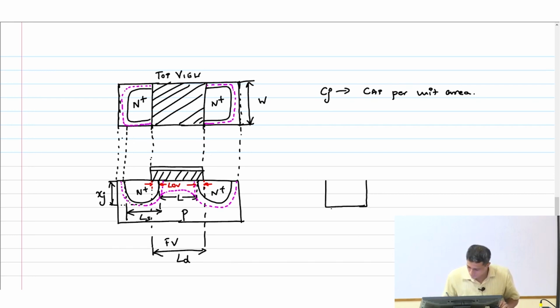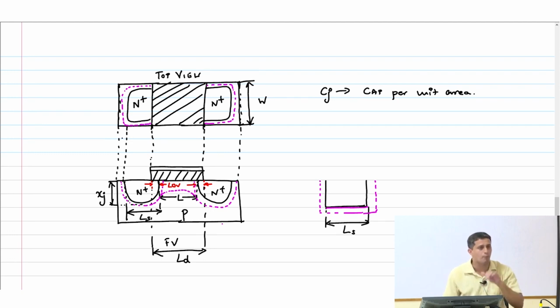So this is a rectangle, this length is Ls, and then we have a depletion region like this. So what is the area under this region? If you look at the top view, there is a bottom plate, the bottom N plus region which is in contact with the P. I want to know what the area of that region is. W into Ls, that's the area.